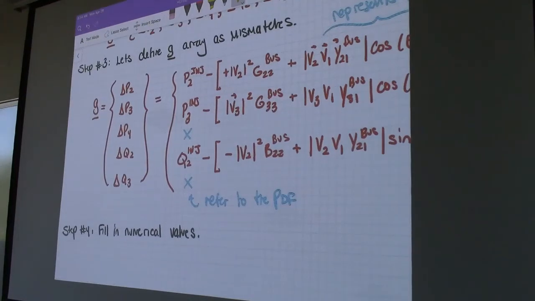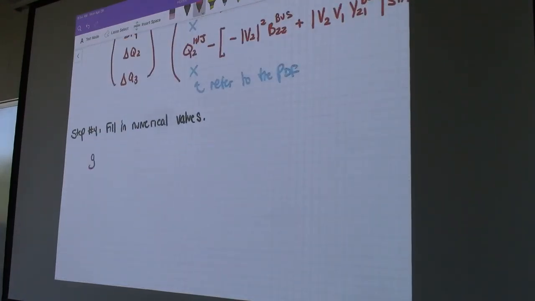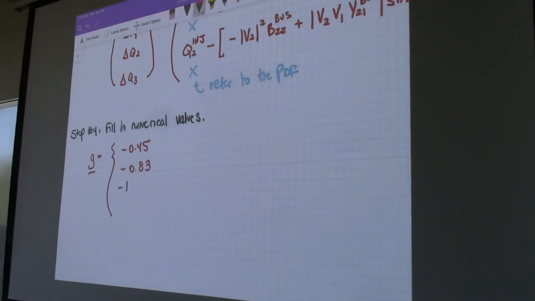And so fill in the numerical values. I'm just going to go ahead and give what the numerical values are. So it gives us minus 0.45, minus 0.83, minus 1.59. Actually, I have to mix up this order because mine's ordered differently. So for us, it's going to be minus 1.93.